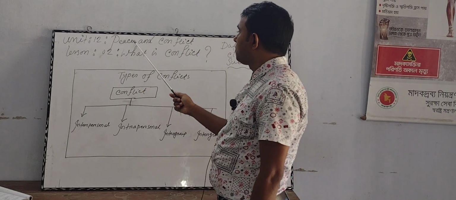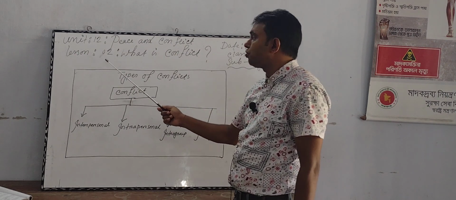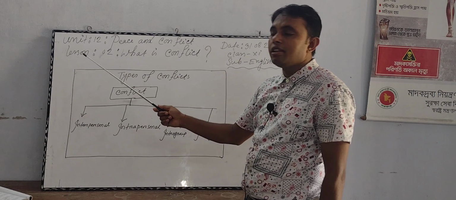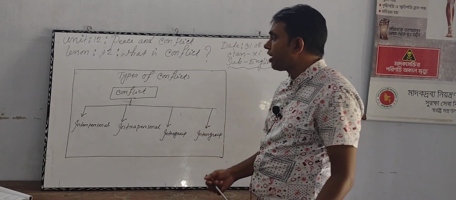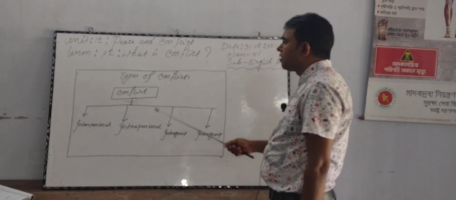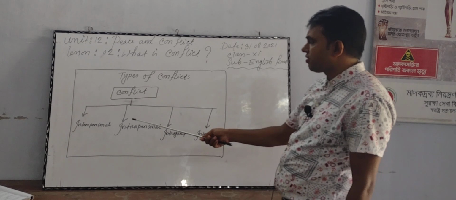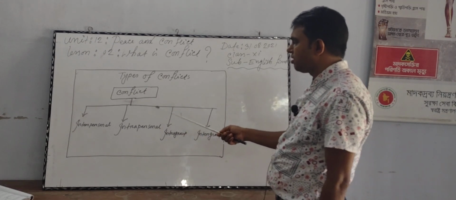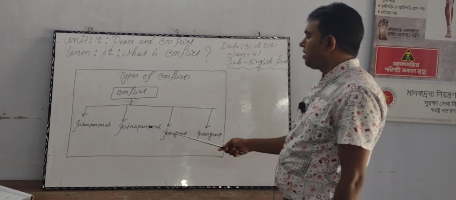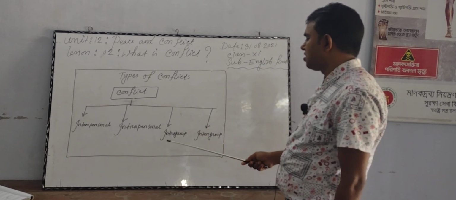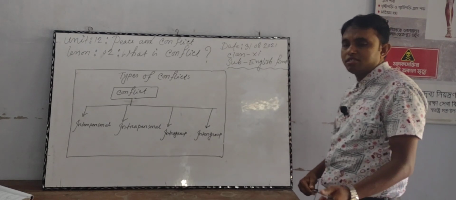Our unit title is Peace and Conflict, and today's lesson 2 is titled What is conflict? Dear learners, look at the board. You can see there are some kinds of conflict: first of all, interpersonal conflict, intrapersonal conflict, intra-group conflict and intergroup conflict.